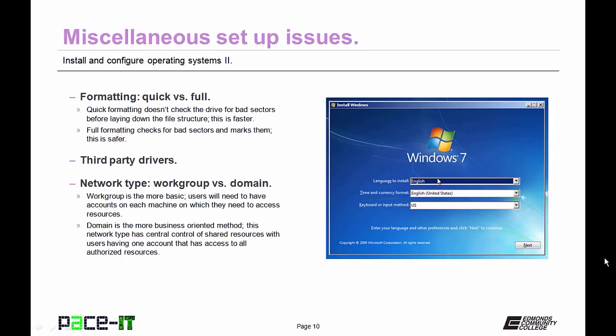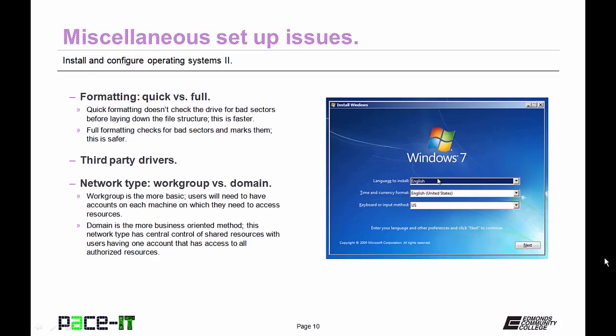In a quick format process, the system does not check the hard drive for bad sectors before laying down the file structure. It's faster. Now, the full format does check for bad sectors and marks them so that it doesn't put files in those bad sectors. It's slower, but it's much safer.